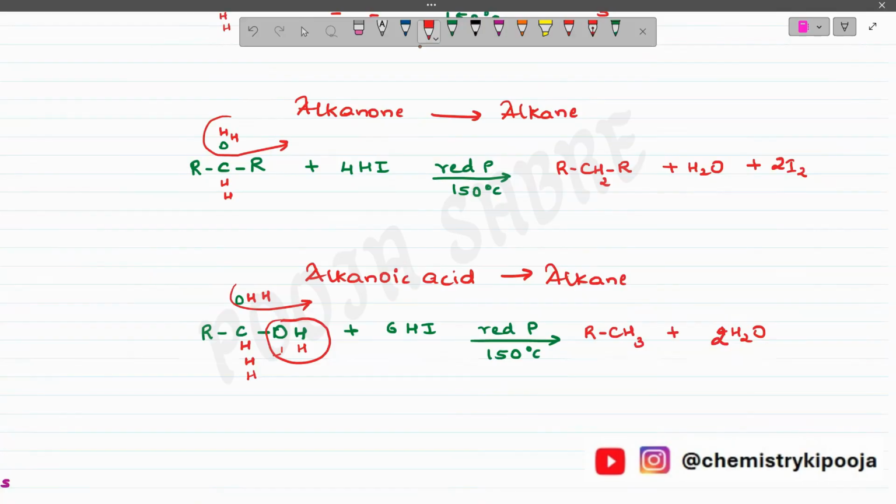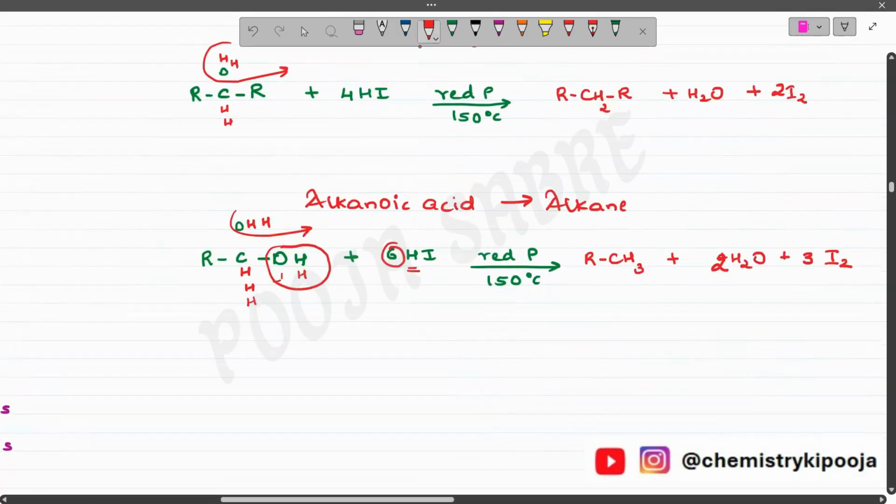And how many hydrogens have we added? 1, 2, 3, 4, 5 and 6. We added 6 hydrogens, and now we are left with the 6 iodide groups. Those 6 iodide groups, if I write them in the form of I2, total 6 we want, which means you need to multiply by 3. Clear? So this is how we are going to convert alkanoic acid to alkane.